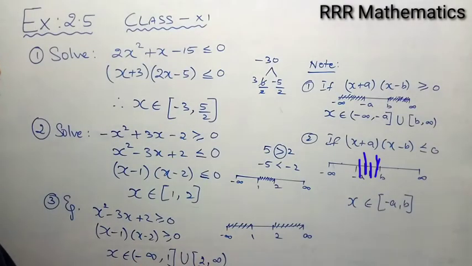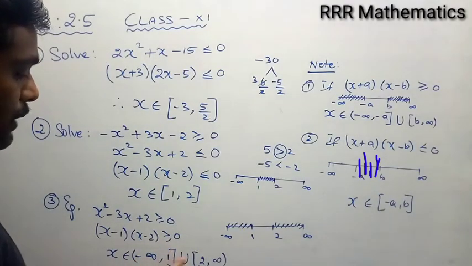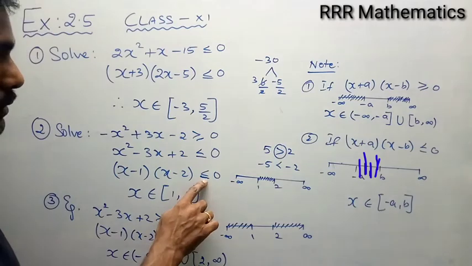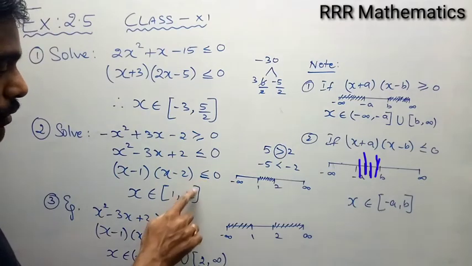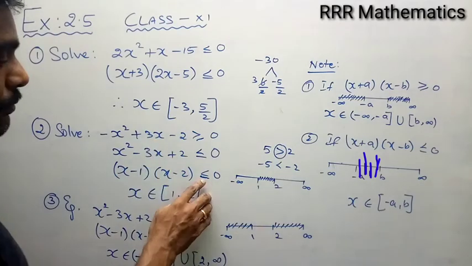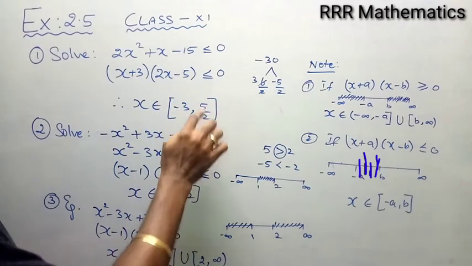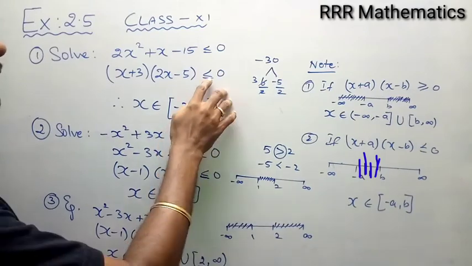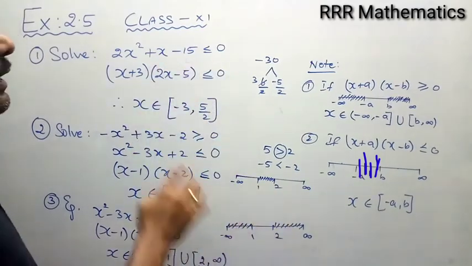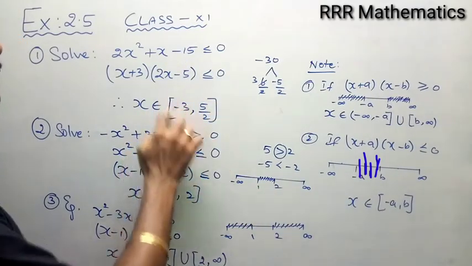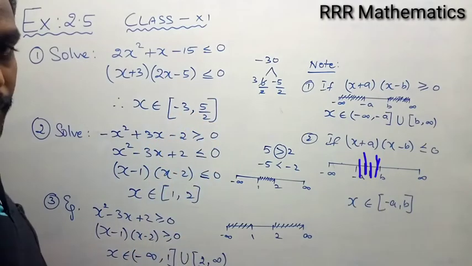Always minus infinity and plus infinity are open, and a close bracket will come for the number with respect to this sign. If it is less than only, no close bracket will come, open bracket. Because of this equal sign only, close bracket. If there is no equal sign, for example less than 0 only, then open interval will come. X belongs to open interval of minus 3 comma 5 by 2. Got it?